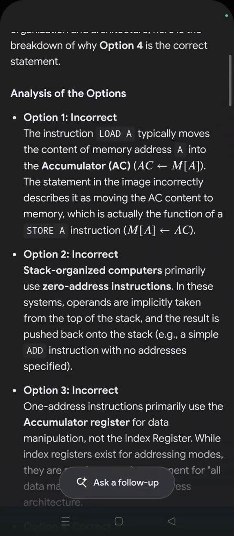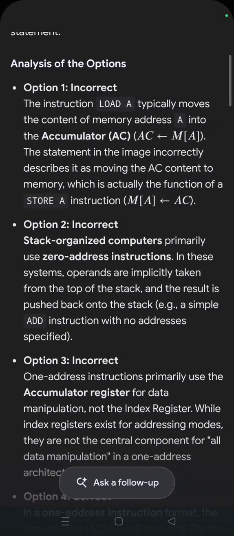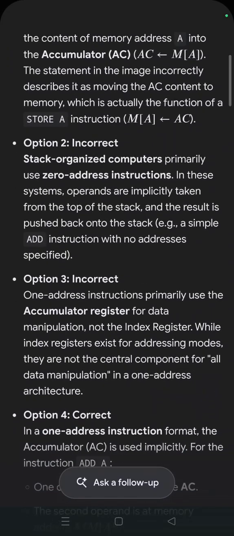Option 2 is incorrect. Stack organized computers primarily use zero address instructions. In these systems, operands are implicitly taken from the top of the stack and the result is pushed back onto the stack. Example: the simple ADD instruction with no address specified.